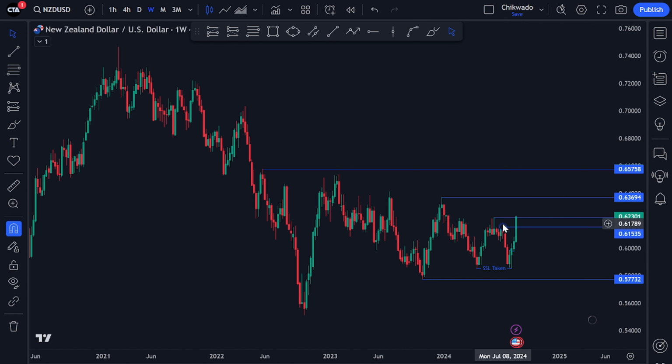So we've taken this high. At some point, one thing that we're sure of is that we're likely to get some pullback. And if we do get that pullback, where does that leave us?